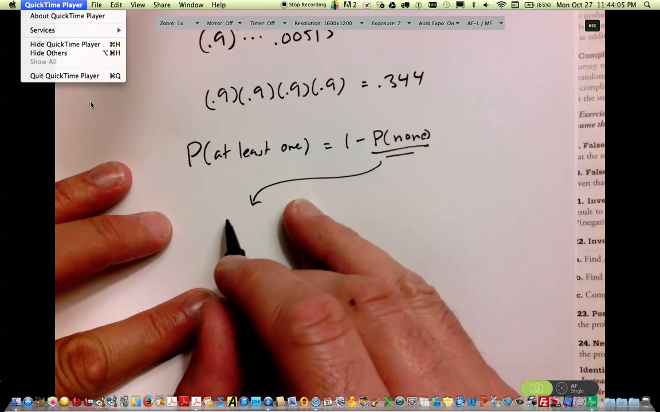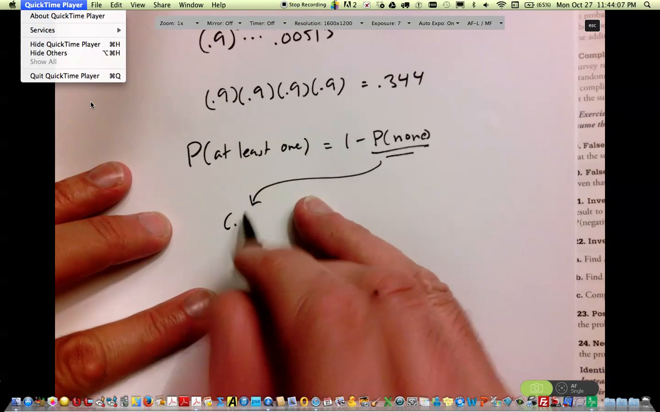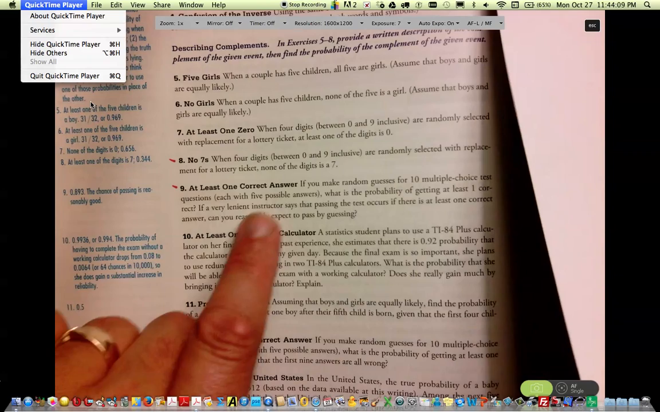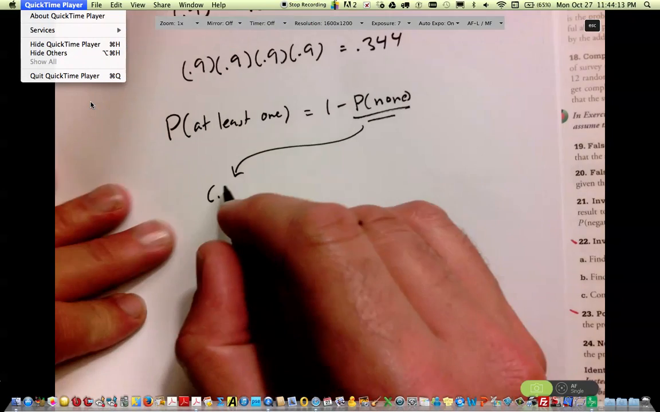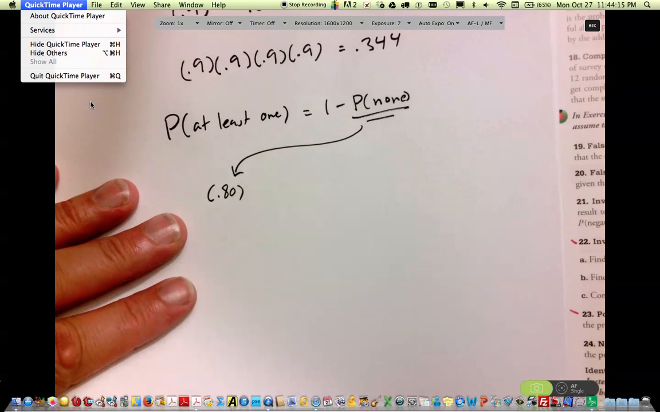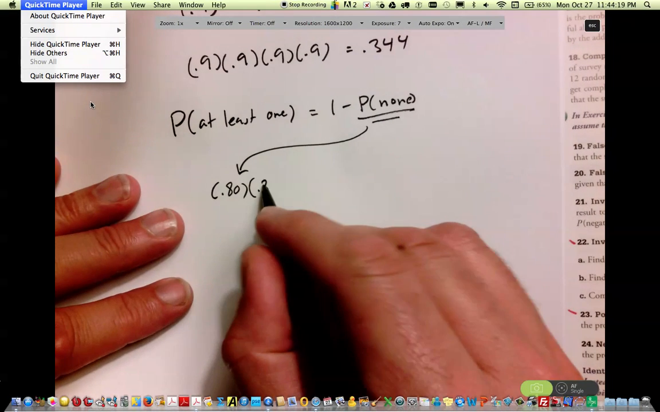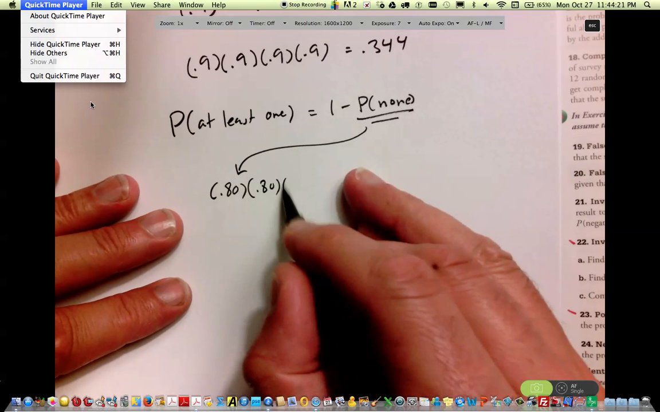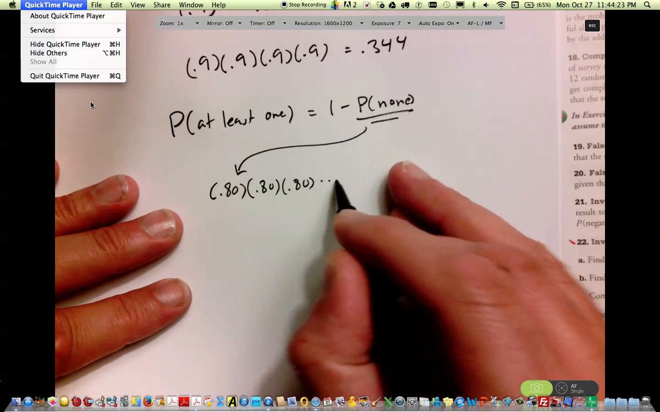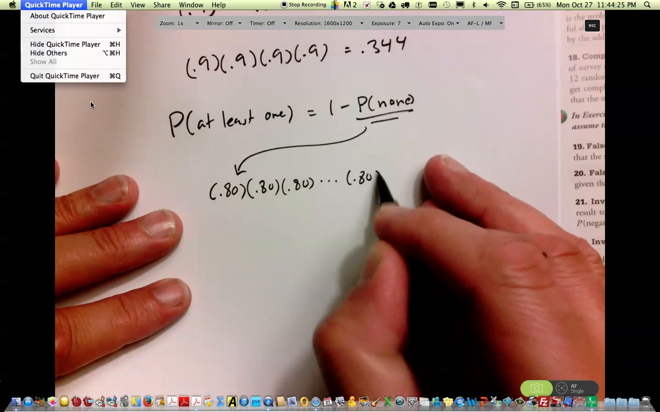The probability you're going to miss the first one: you've got choices A through E, so there's about a 20% chance that you're going to get the first one right, which means there's an 80% chance that you're going to get the first one wrong. Then the next one is going to be 80% again, and then 80% again, and we're going to end up with 10 of these.